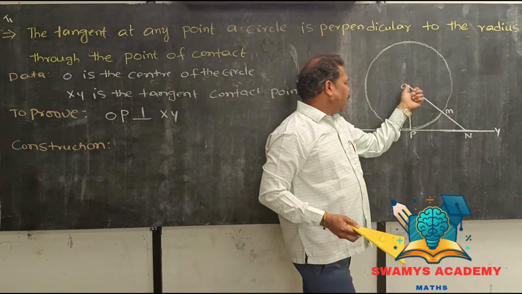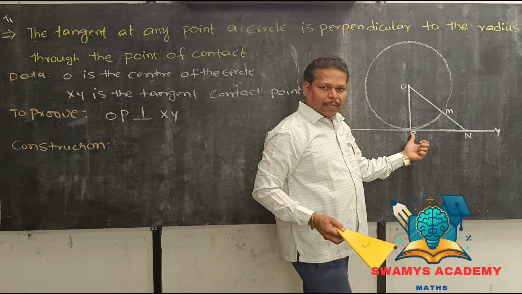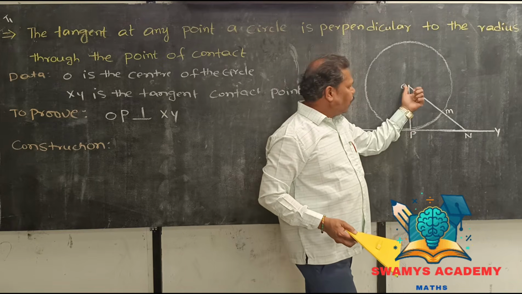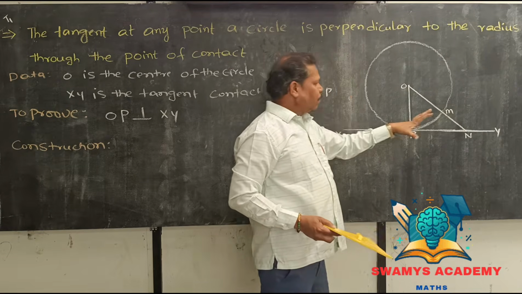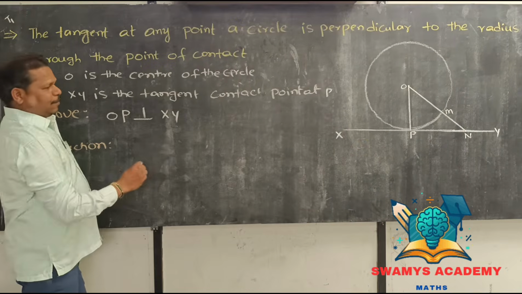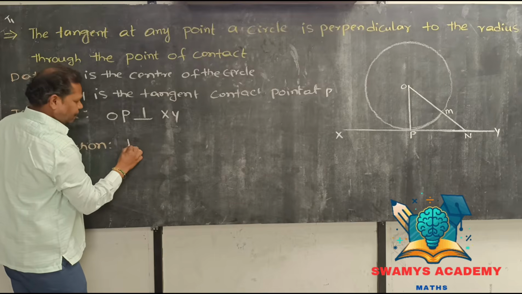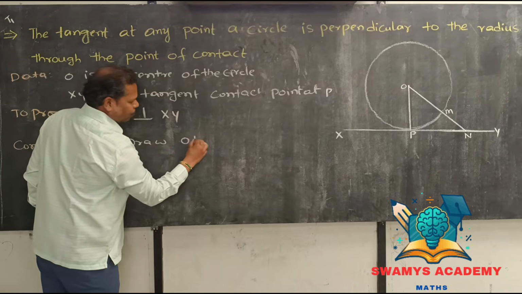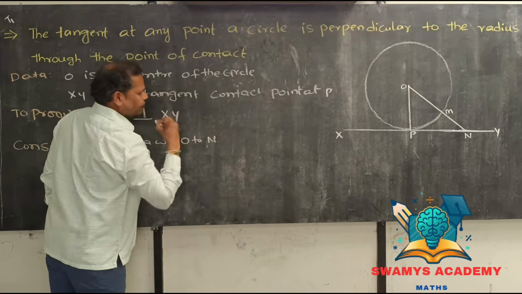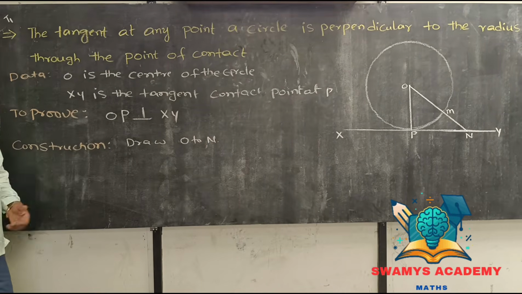OM and OP are radii. ON will be greater than OM. This will come here. Draw O to N. This is the construction.